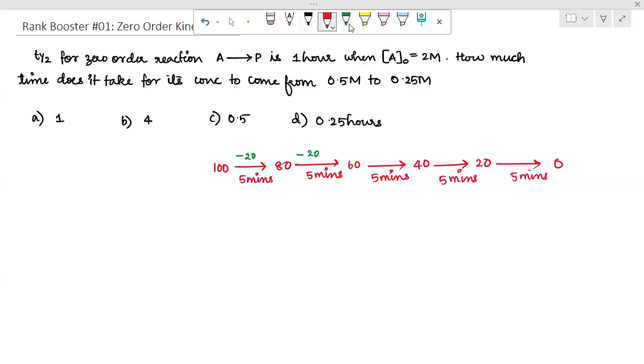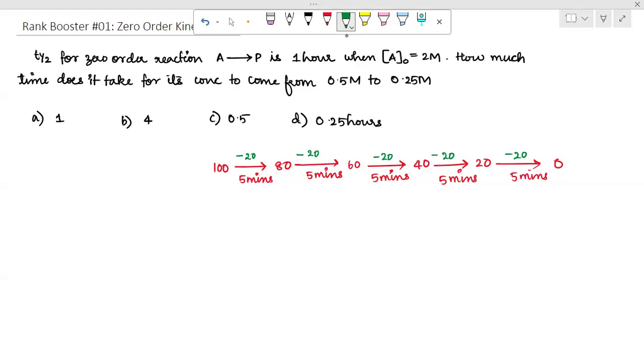So the takeaway from this shortcut is: for a zero order reaction, equal amounts of time will reduce equal amounts of the reactant. Let's say there was a drop of 20 units in 5 minutes. After every 5 minutes, you will see the same drop, the same amount. Now, this is different when it comes to first order reactions. So let's try to solve this problem.